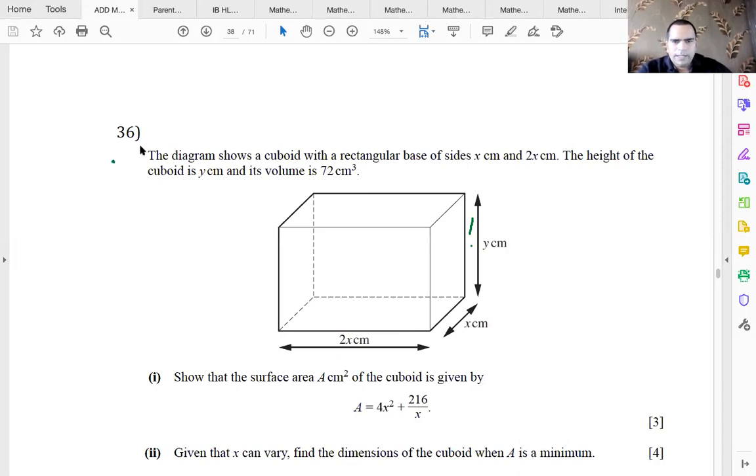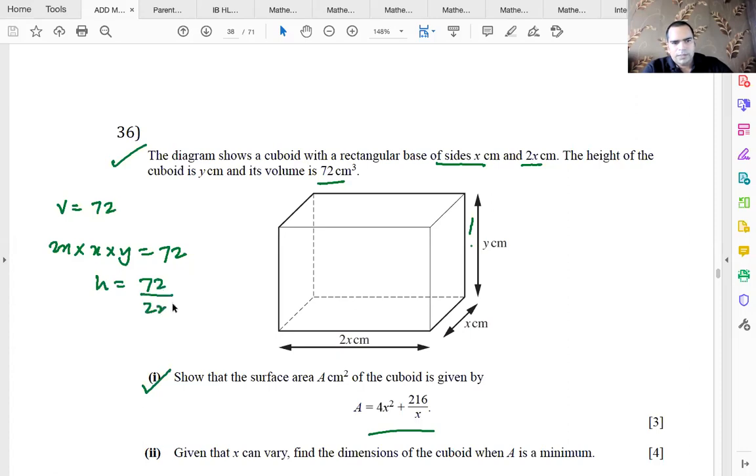So in this problem, what we have is basically the sides of this cuboid given as x, 2x, and the height is y, and its volume has been given as 72. So you have to show that the total surface area is given by this. So basically, volume is 72, so 2x squared times y is 72. So y will be 72 over 2x squared, because you can see there is no y involved in the equation, which is 36 over x squared. So you got y in terms of x.